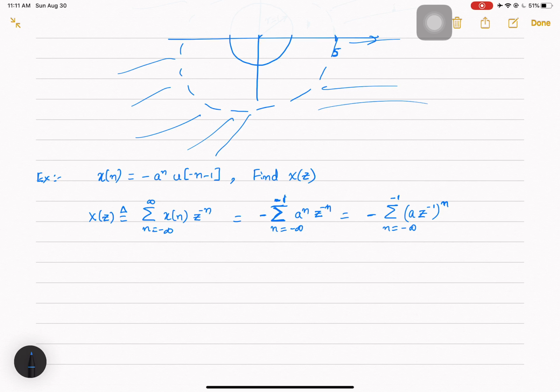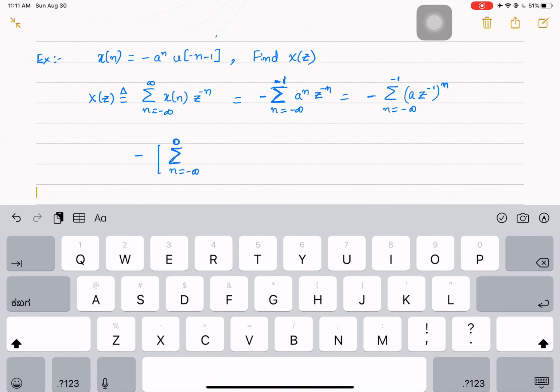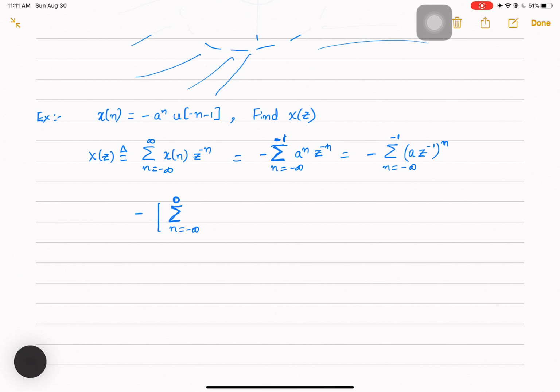Now what I'm going to do is take this and make the top limit 0, which means I'm adding the term (a z inverse) power 0, which is equal to 1. So I'm going to compensate for it by subtracting 1. Okay, fine, I'll elaborate the step.